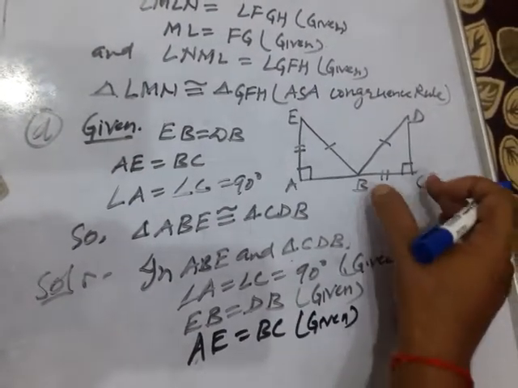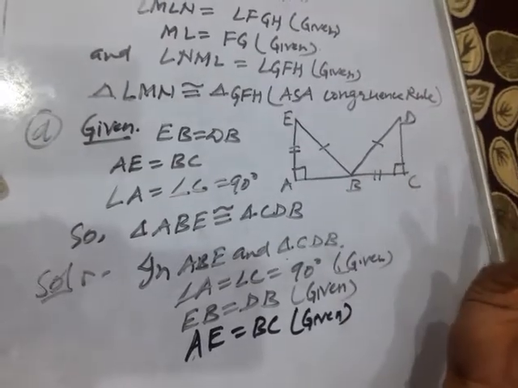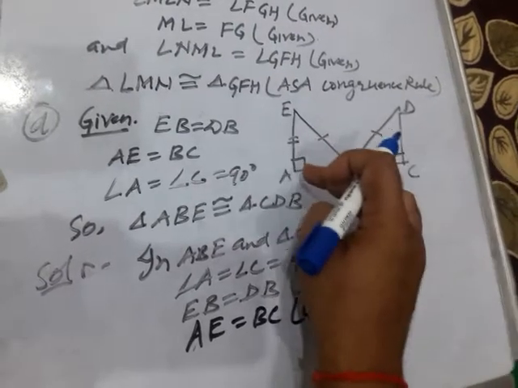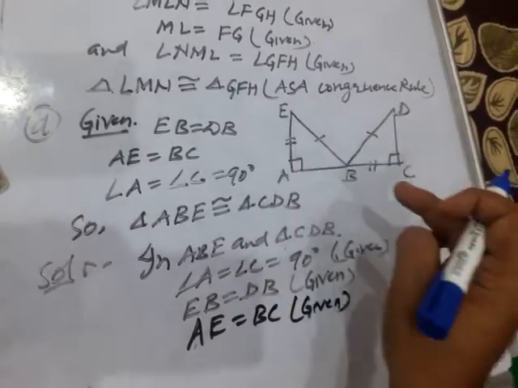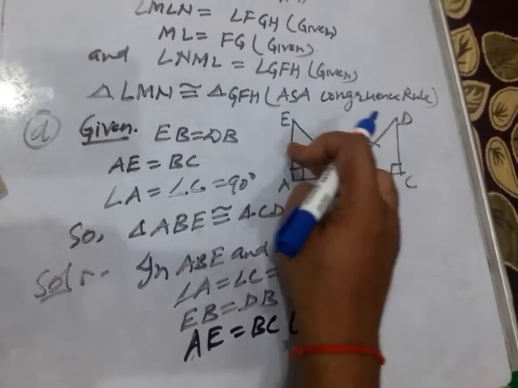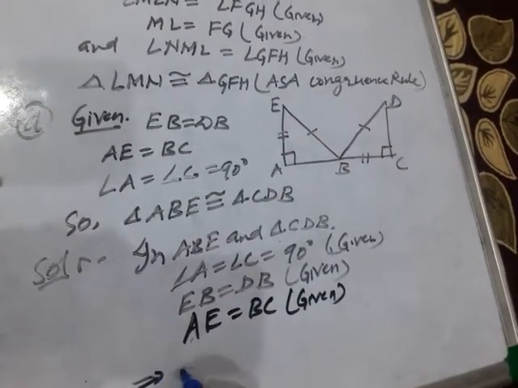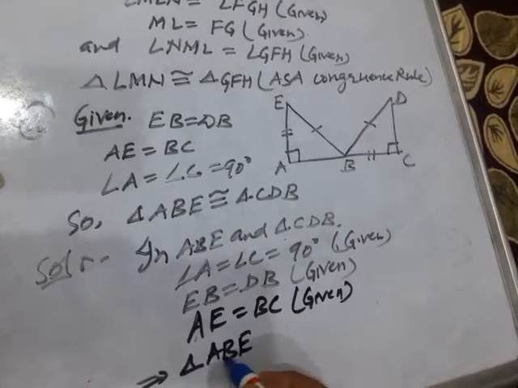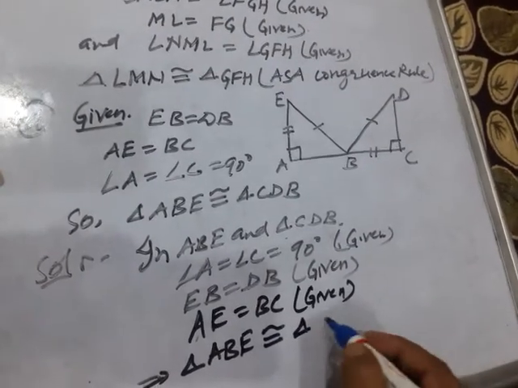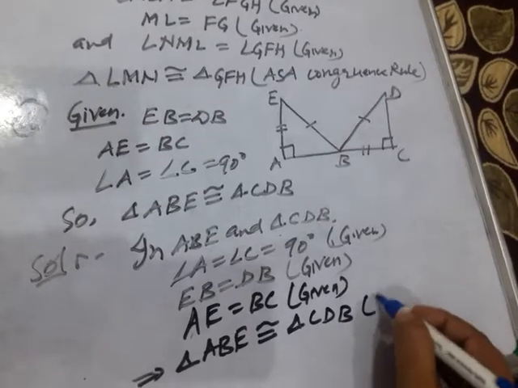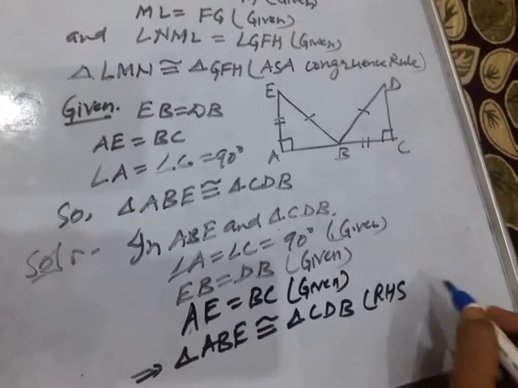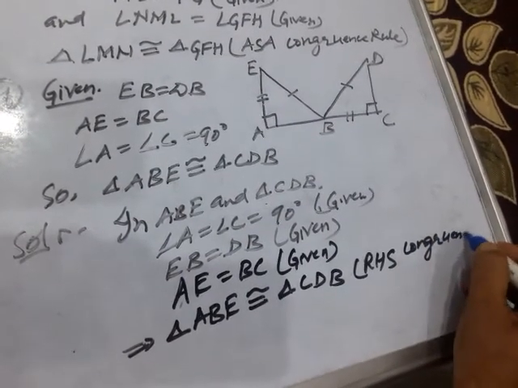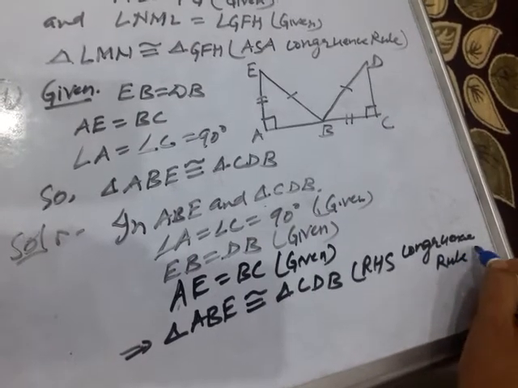So if we talk about both being right triangles, children, let us move to the fourth congruence rule. That is in a right angle triangle, RHS: right angle, hypotenuse and side. What is this? This implies that triangle ABE is congruent to triangle CDB by RHS. Very important criterion. RHS congruence rule. Okay, children.